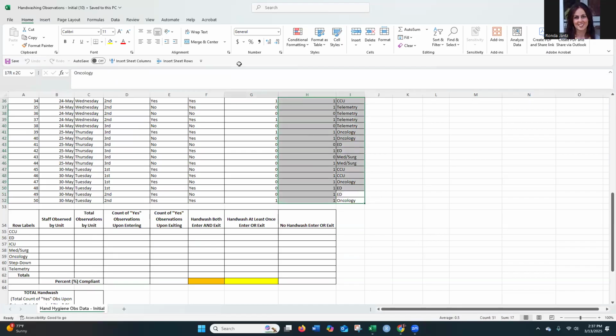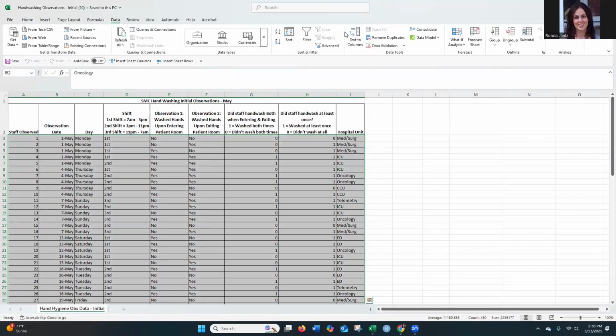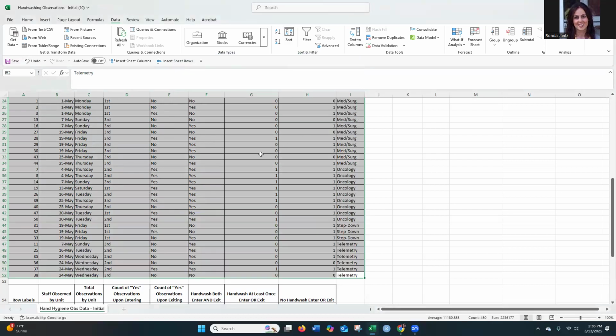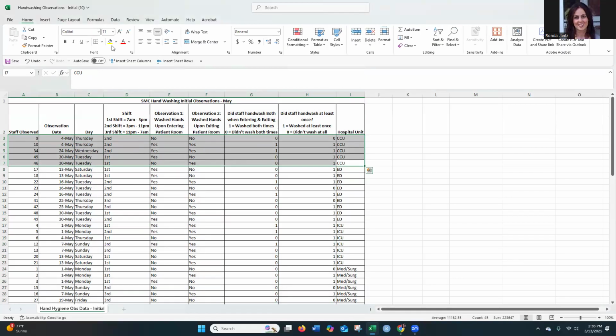So first we're going to highlight the data and then click Data and then Sort. And we're going to sort by hospital unit. And then OK. Once we've sorted, we will notice CCU at the very top. I like to click the Home tab and highlight that data so that way I know what I'm working with and I don't get confused.